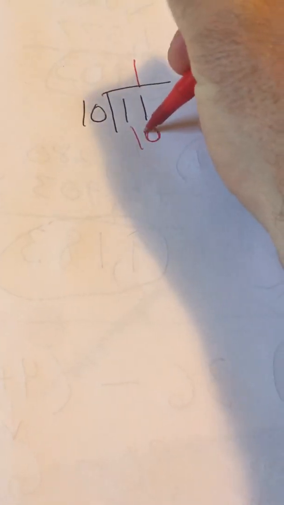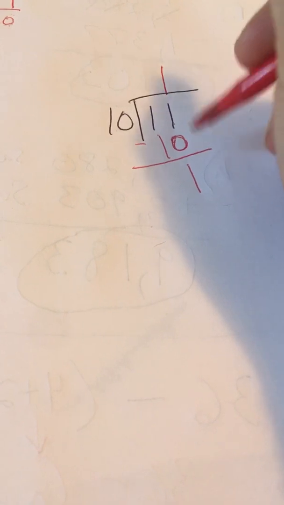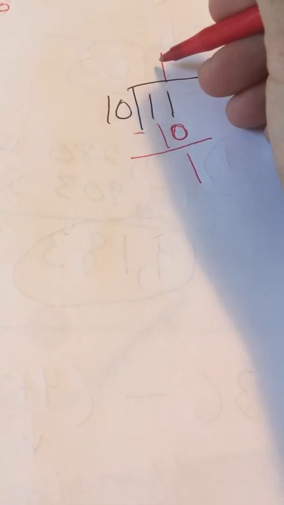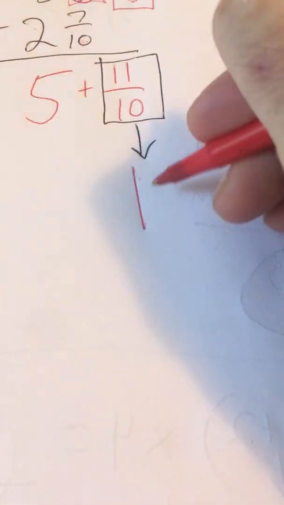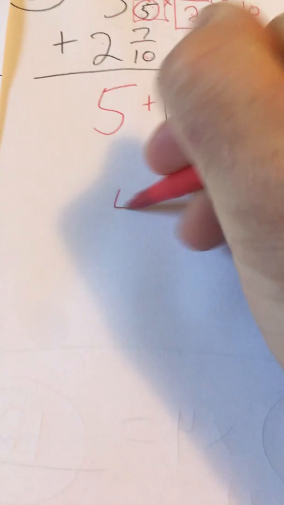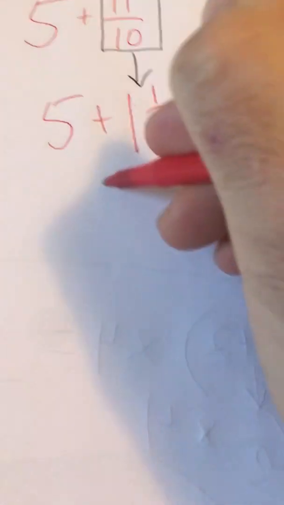That's how many I used in those 10 groups, which gives me 1 left over. If I had 10 groups for 11 markers, I'm going to put 1 in every group, and then I'm going to have 1 left over. So the leftover, the remainder, becomes the numerator of our fraction, and the divisor, the number we divided by, becomes the denominator. So it's 1 and 1/10. So if 11/10 says 1 and 1/10, we have to do 5 plus 1 and 1/10, which is 6 and 1/10.